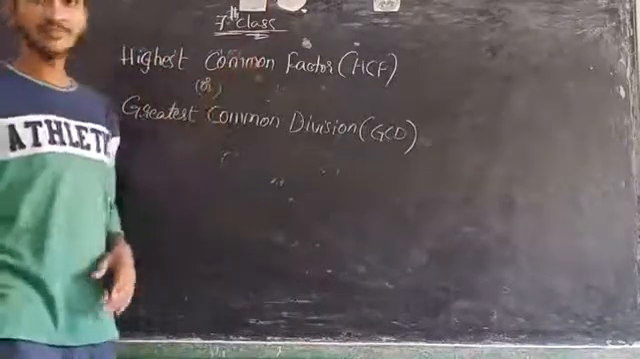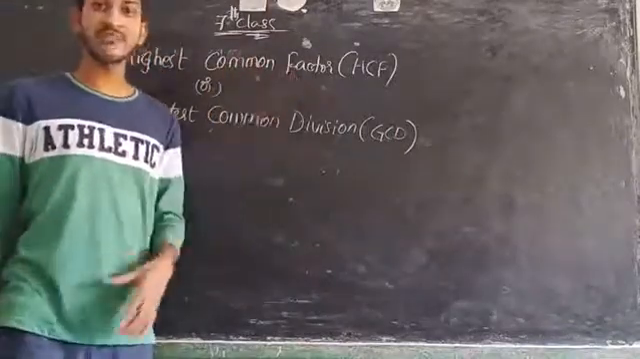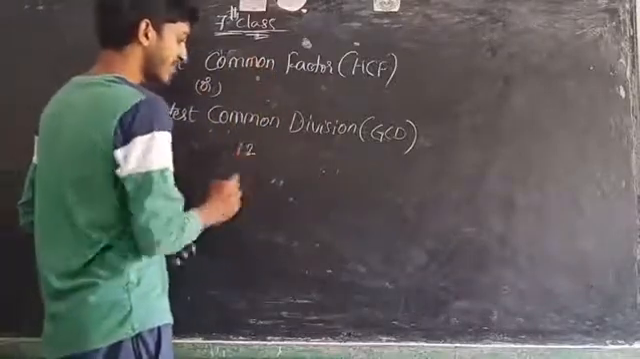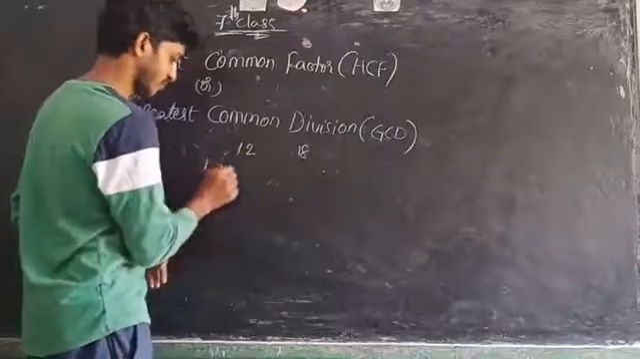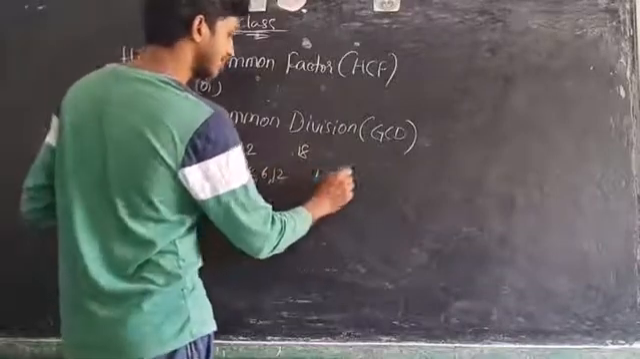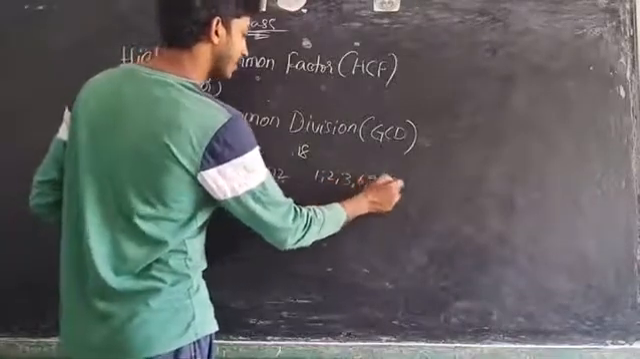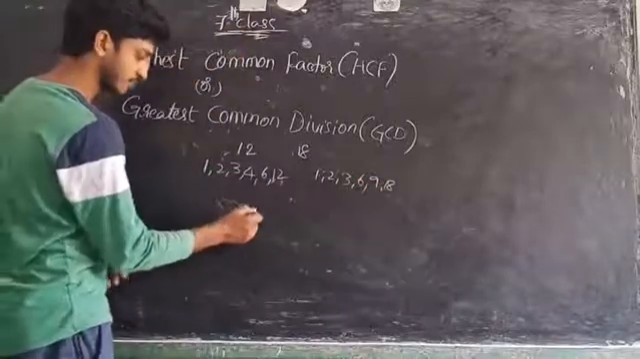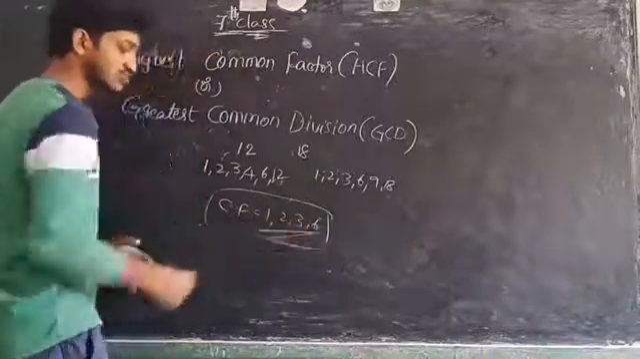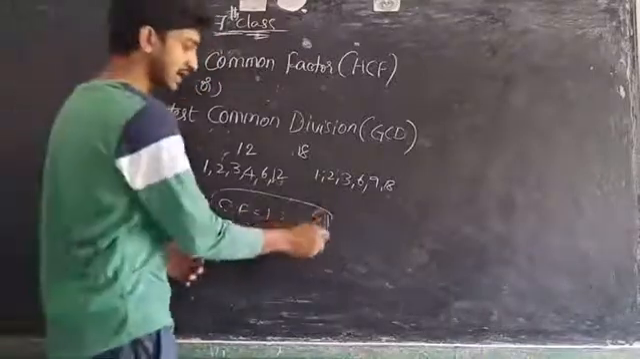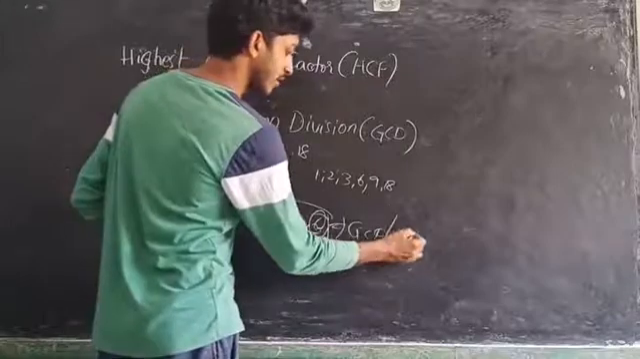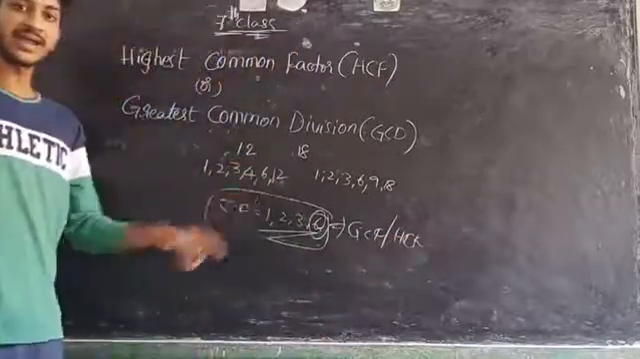What is highest common factor? It is the common factor which is the greatest, means the largest number. See here, in the previous example we wrote the factors 1, 2, 3, 4, 6 and 12, and 1, 2, 3, 6, 9 and 18. What are the common factors here? 1, 2, 3, 6. From these four factors, which is the greatest number? 6 is the greatest number. This is the GCD or HCF of 12 and 18.